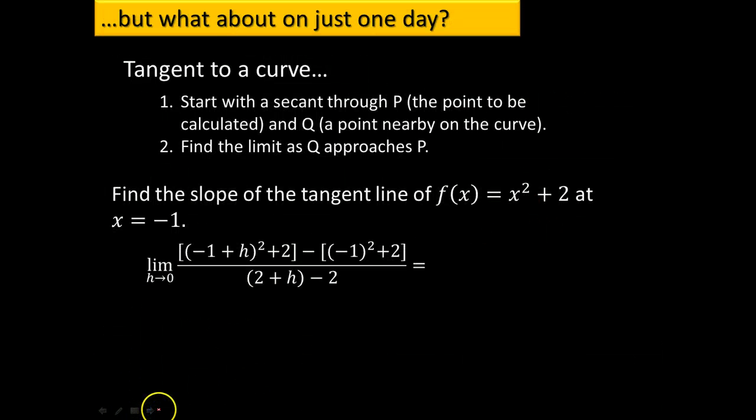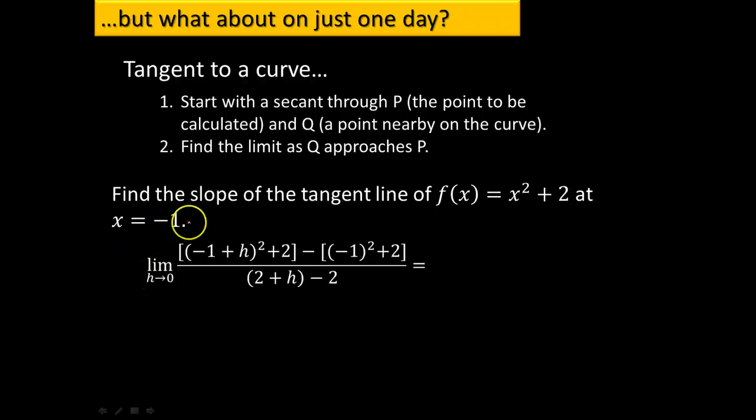What we also looked at the end of Chapter 2 was instantaneous rate of change, and this would be maybe change on just one day instead of looking over that range of days from 1 day to 3 days. Let's look at just change on one day, which would be the tangent. So we started with a secant through P, and then we chose a point Q that was very near to P, and we found the limit as that point Q approached point P. So here we go. It says find the slope of the tangent line of f of x equals x squared plus 2 at the particular point where x equals negative 1.